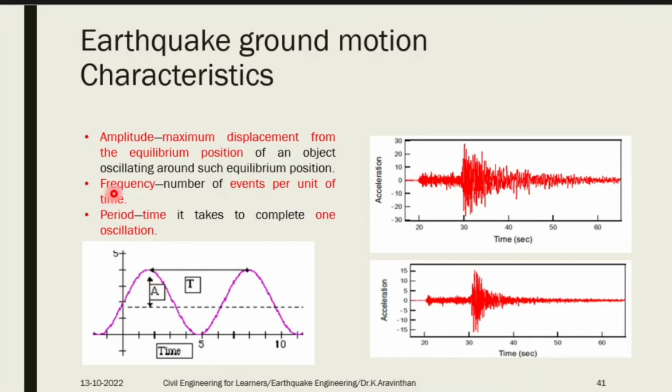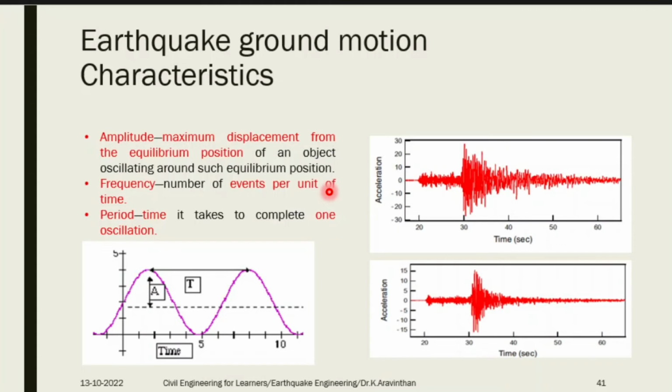And frequency is the number of events per unit of time. For example, a fan is rotating at a certain frequency. For 1 second of time, how many rotations it makes is known as the frequency. It can change. An object can vibrate half a cycle in 1 second, or in 1 second it can go to and fro. The frequency is like that.